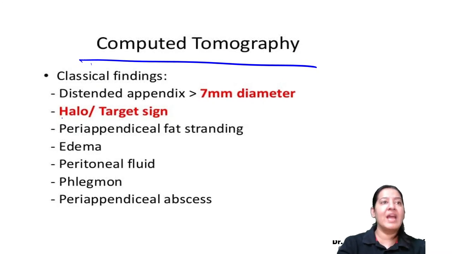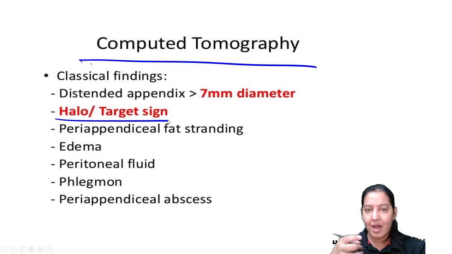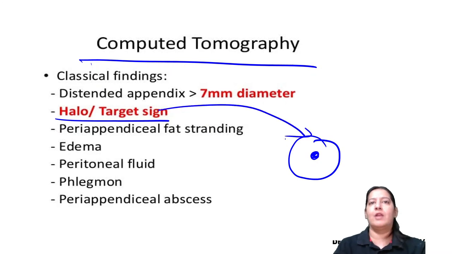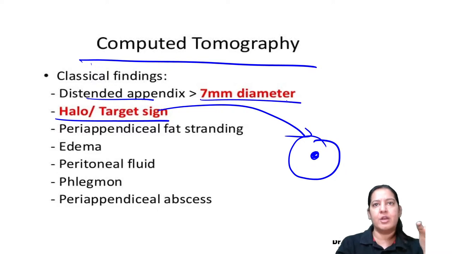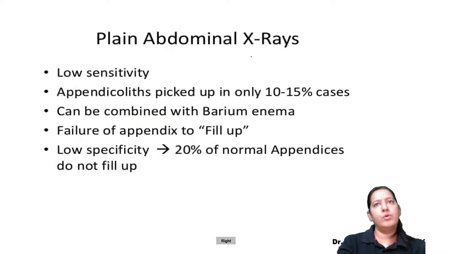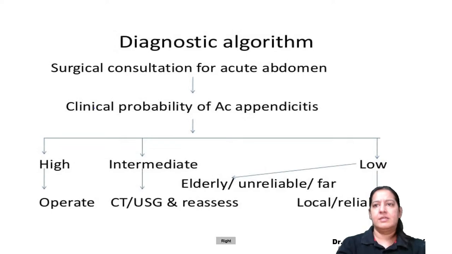On CT scan you will get a target sign or a halo sign, which I have shown you in the diagram. I have shown you the CT scan now. So the center is there and a thick wall is there. So it looks like a target or halo sign, right? The appendix is distended, having a diameter of more than 7 millimeter. You can do a USG scan also. You can do a plain X-ray also, and lab examination may include WBC count, right? And that's it.